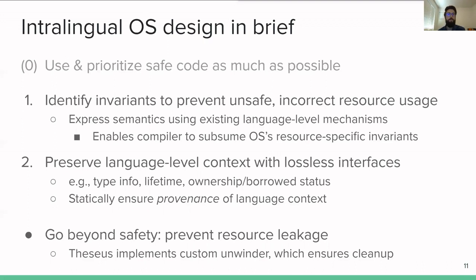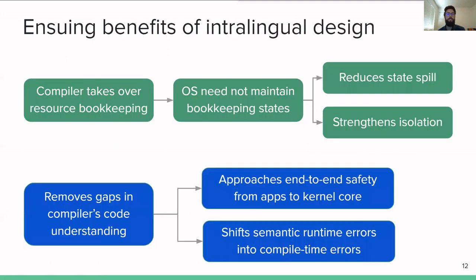Theseus also goes beyond safety to prevent resource leakage by implementing custom stack unwinding. Together with the compiler, this ensures resource cleanup can occur in core OS contexts, even in exceptional execution paths. In combination with Rust's ownership semantics, this relieves the kernel and the OS at large from the burden of resource bookkeeping, which brings us to the ensuing benefits of intralingual design.